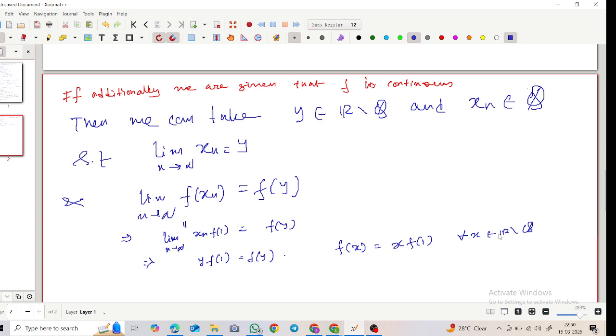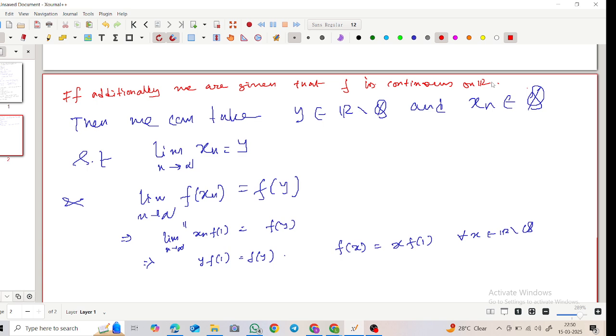Tell me just one thing. Do I need the continuity for all of r, or is the continuity just at 0 enough? Is the continuity just at 0 enough? I don't think it is enough, because the density property has been used here.